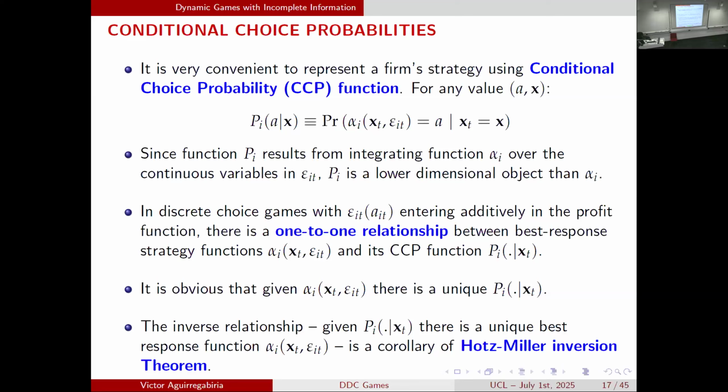Given the Hotz-Miller invertibility property, it's possible to show that there is a one-to-one relationship between these alphas and these choice probabilities. Given a strategy function alpha, we have a unique CCP function, of course, but also given a CCP function, it's possible to show that there is a unique strategy function, because we know that the conditional independence implies that the epsilon will enter additively in this strategy function. And basically that is going to uniquely identify this strategy function.